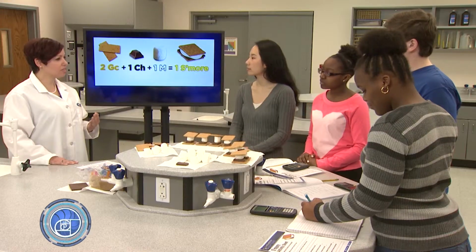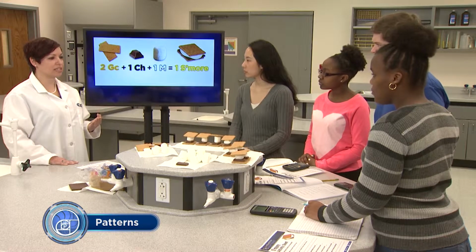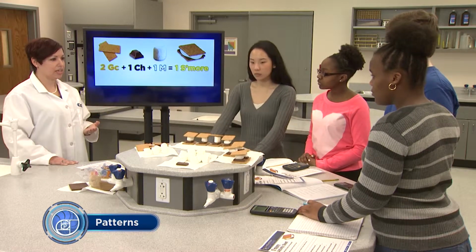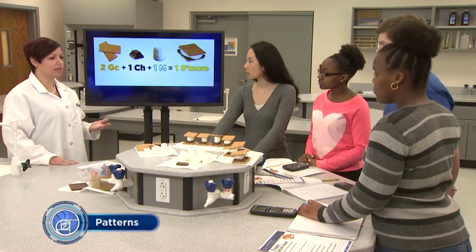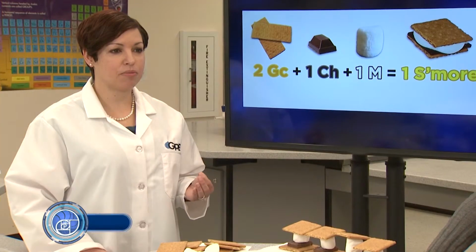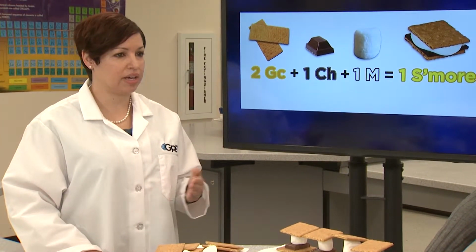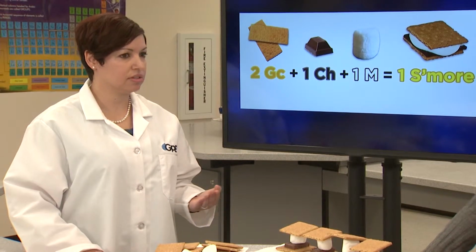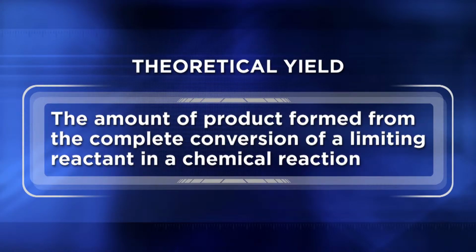Exactly. So chemists sometimes have to determine which reactant is the limiting one in a reaction in order to determine the amount of product that can be formed. This amount of product that can be formed is known as the theoretical yield. Theoretical yield is the amount of product formed from the complete conversion of a limiting reactant in a chemical reaction. When it's unclear to chemists which reactant will run out first, a calculation to determine the limiting reactant and therefore the theoretical yield is required.